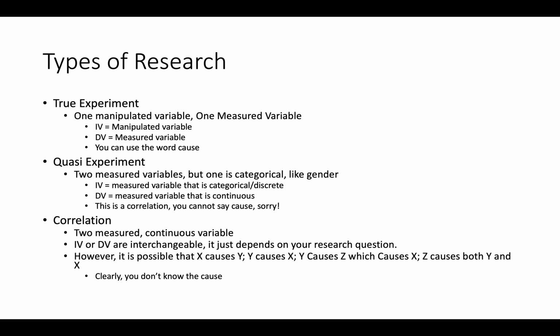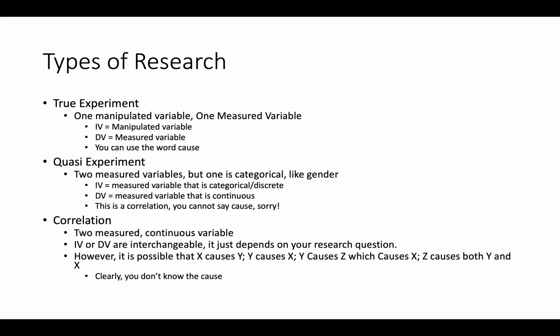Now, this is a correlation. You can't say cause in this case. It is a measured variable. It is categorical, but you didn't cause people to have their specific gender. And that's just something you can never do. So a quasi-experiment's really a correlation, right? Those of you that have gender in your studies, you can't say gender causes changes because you didn't manipulate gender. So you can't say gender causes changes in your DV.